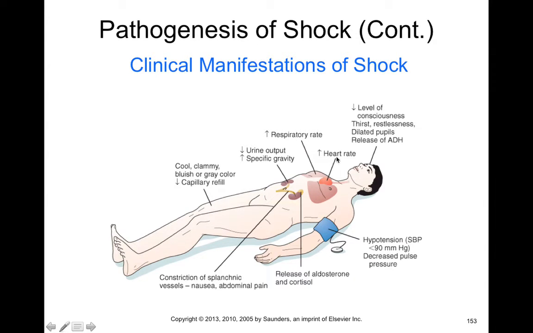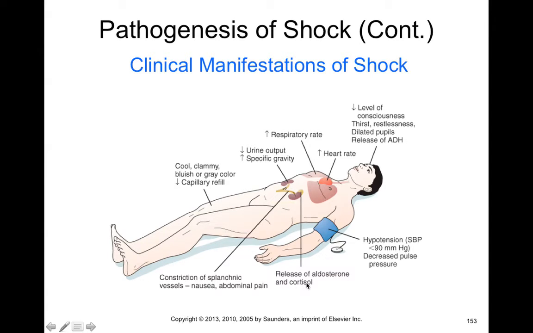However, coinciding with this increase in heart rate and respiratory rate, you'll see things like diminished levels of consciousness due to a decrease in the perfusion of the brain tissue. Some other things that could occur, at least neurologically, could be things like thirst, restlessness, dilated pupils, as well as the release of antidiuretic hormone, whose purpose is to try to increase your blood pressure. So with that, you'll see hypotension or low blood pressure, as well as decreased pulse pressure.